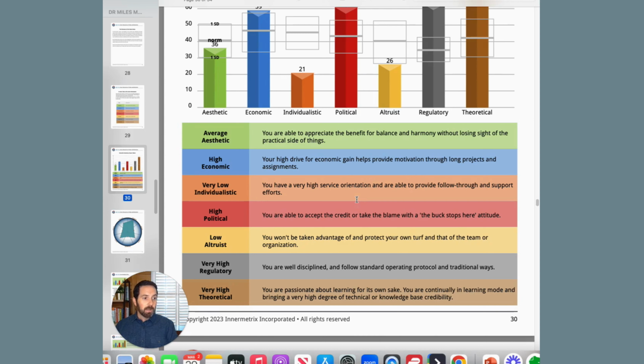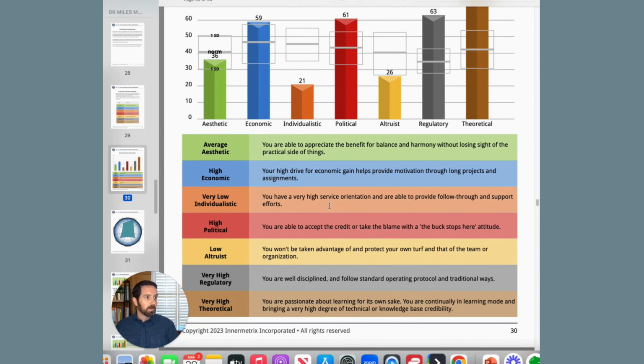This person, low altruist, so you won't be taken advantage of. You'll protect your own turf and the team and the organization. So again, having a business of high altruist is not the worst thing, but it can be from an economic standpoint if everybody's out there just giving things away. This person, very high regulatory. They were 63 regulatory, and you can see that's generally the lowest for most people as far as where they get their energy. So this person's very well disciplined.